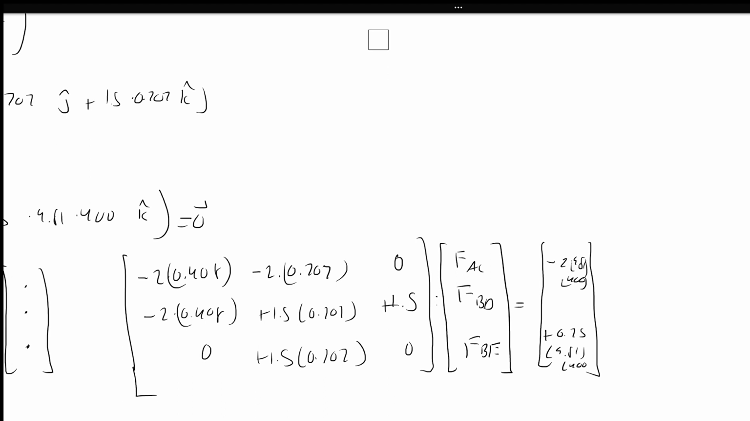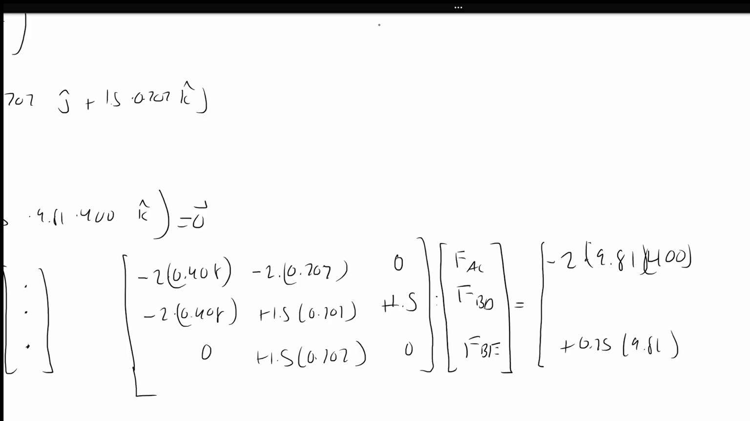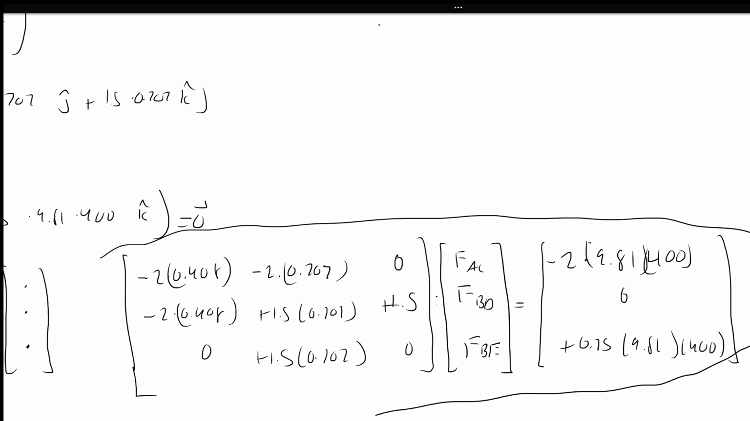All right. So this will be minus 2 times 9.81 times 400, put in the parentheses, and then the other one is 0.75, should be positive, plus 0.75 times 9.81 times 400. Okay, at this point, as far as the physics is concerned, your job is done. You have a system of 3 equations and 3 unknowns, at least for the moment; we still have to solve the other ones.